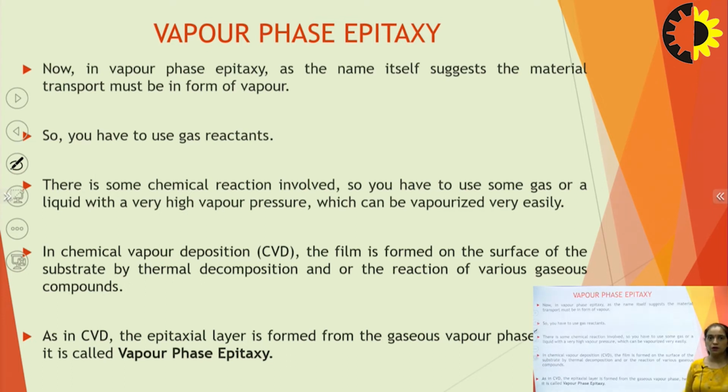If you want to use some liquid material, its vapor pressure should be very high, so that the liquid can be vaporized easily, and those vapors can be deposited on a wafer easily. So in chemical vapor deposition, CVD, the film is formed on the surface of the substrate by thermal deposition or the reaction of various gaseous compounds. As in CVD, the epitaxial layer is formed from the gases, hence it is known as vapor phase epitaxy.